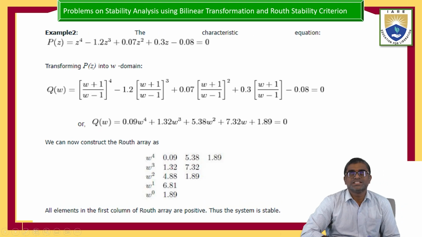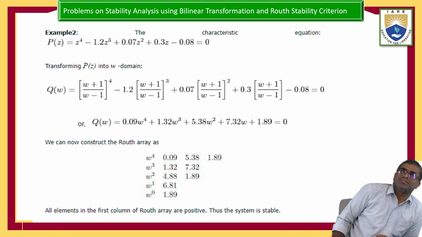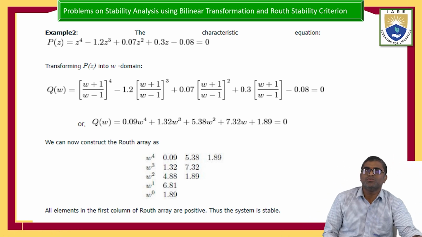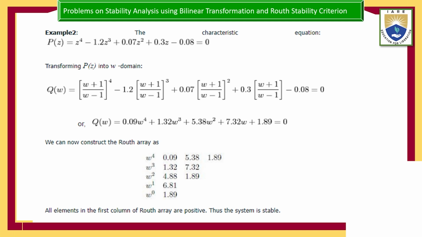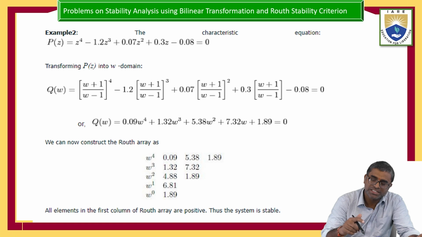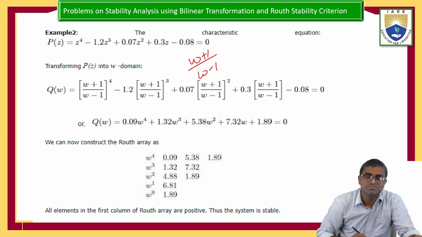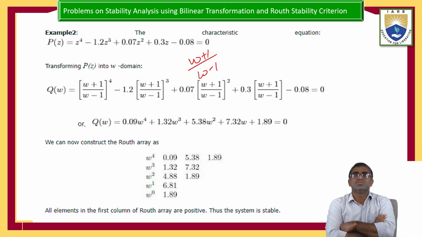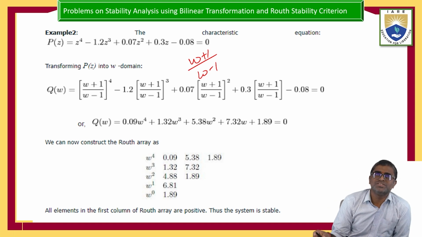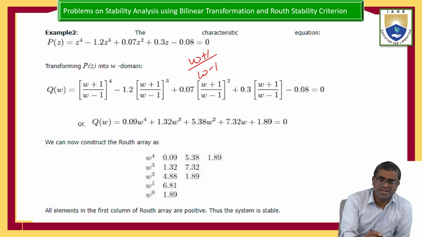Next, coming to the next question, I am continuing the same question with different values. The order is power 4. The given characteristic equation is z power 4 minus 1.2 z cube plus 0.072 z square plus 0.3 z minus 0.08. Next, replace z with omega plus 1 by omega minus 1.